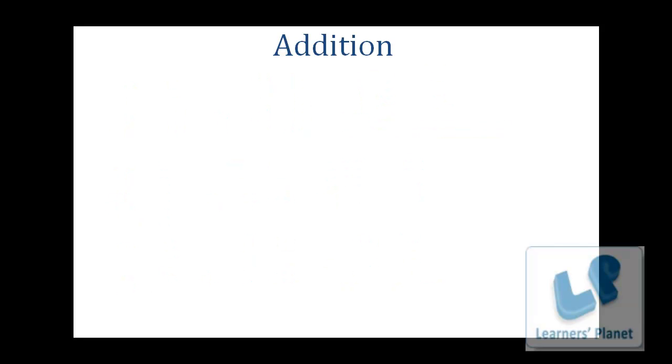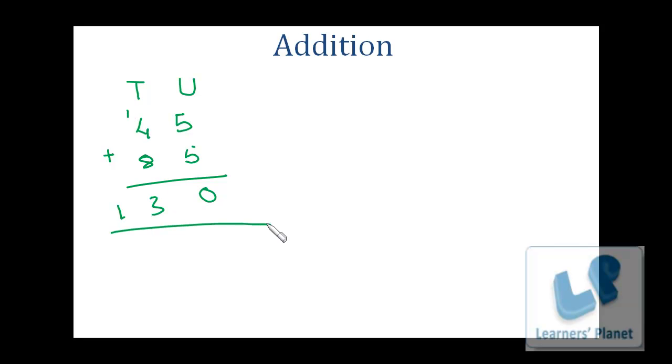Now we'll take a few more questions. Now suppose 45 plus 85. So 5 plus 5, that's 10, 0 and 1 carried. Plus 4, 8, plus 4, 12, and that's 13. So that's 130.